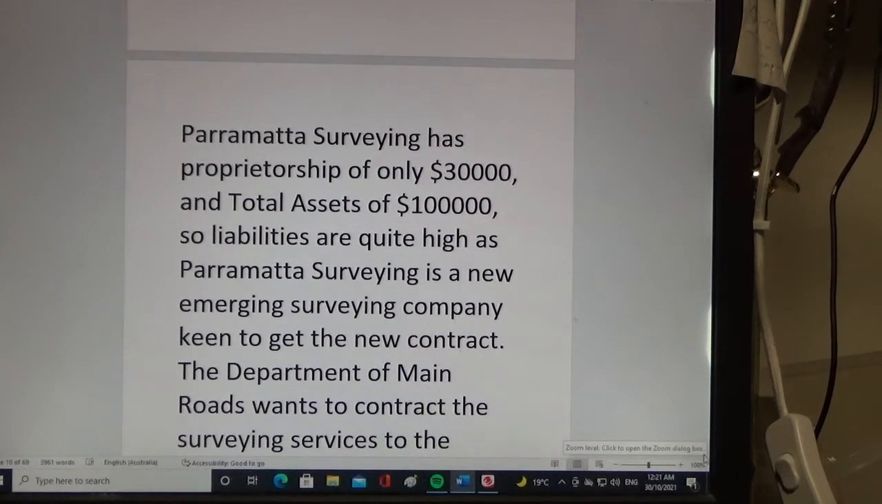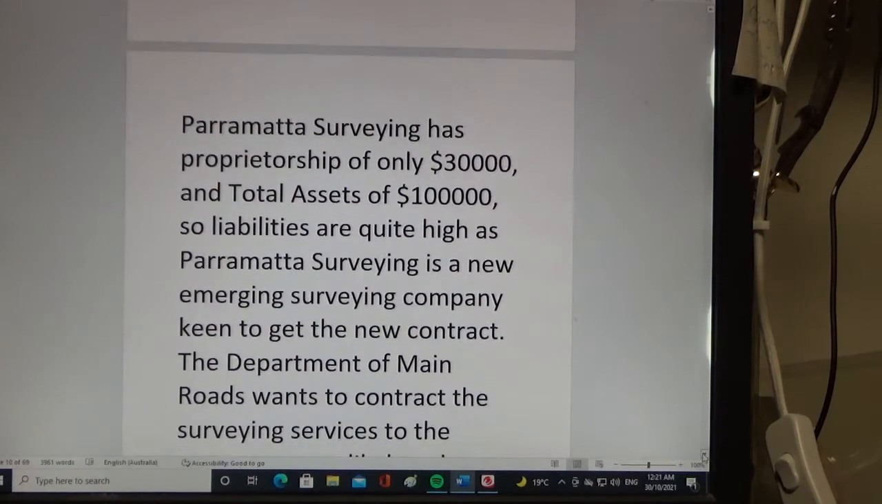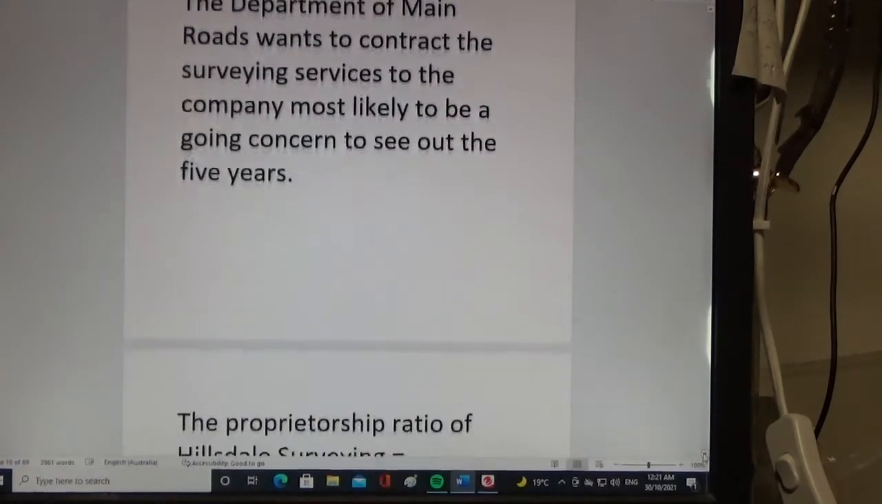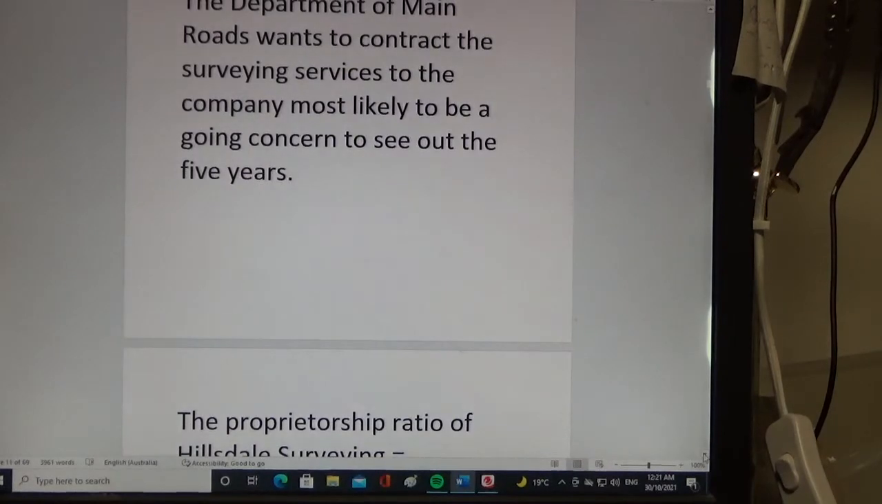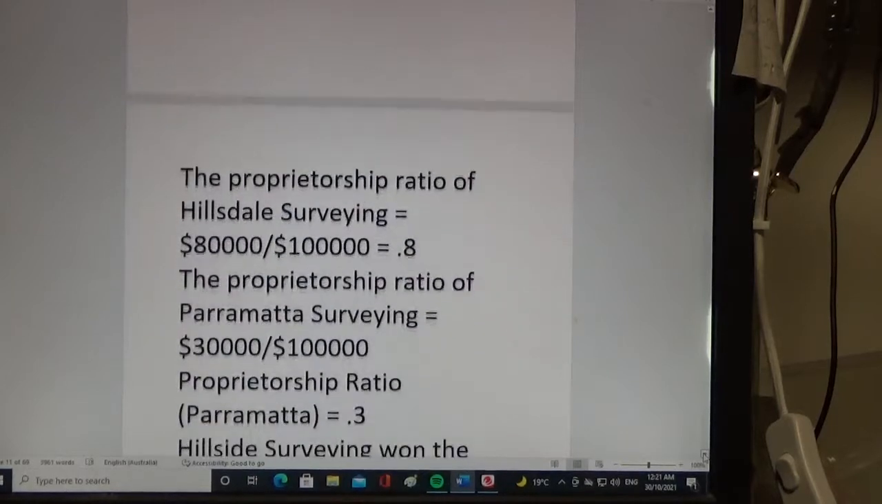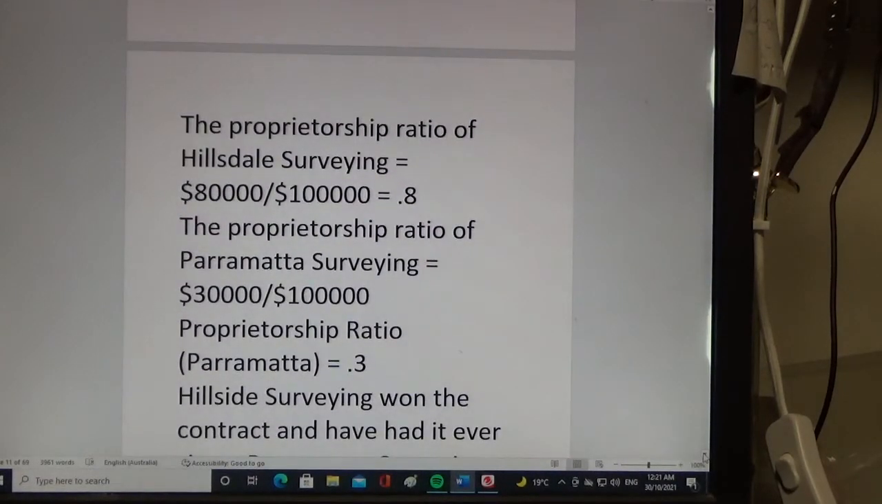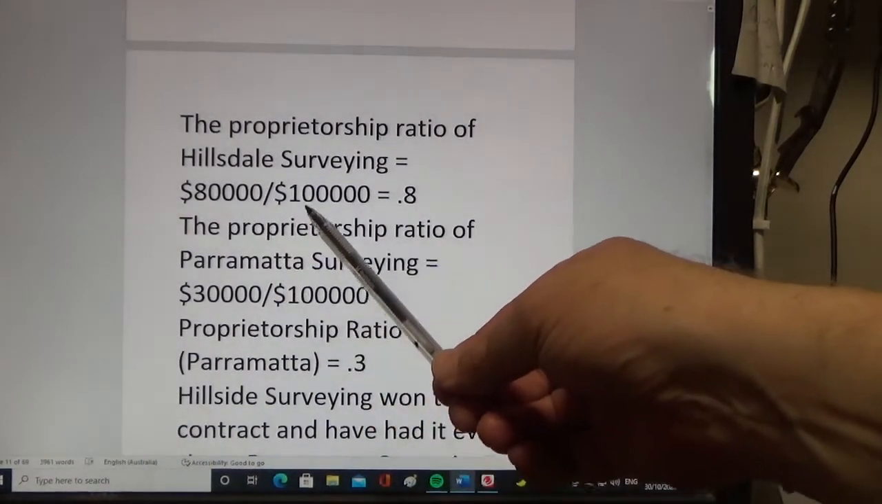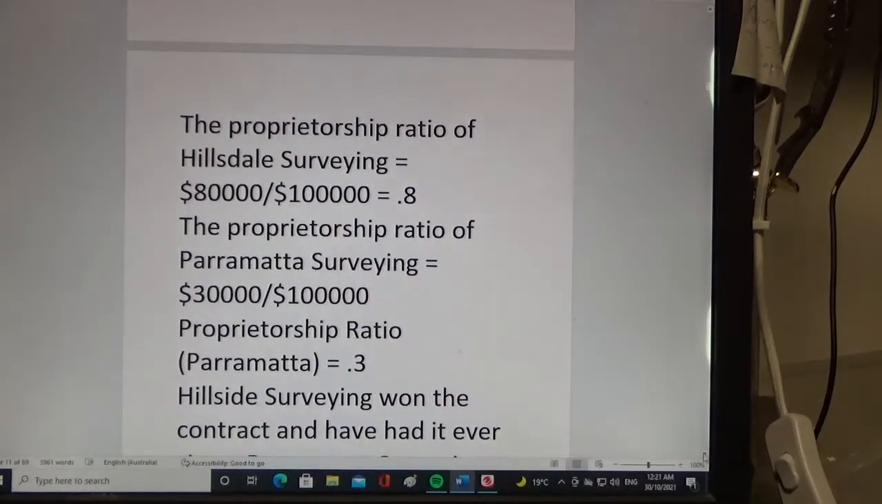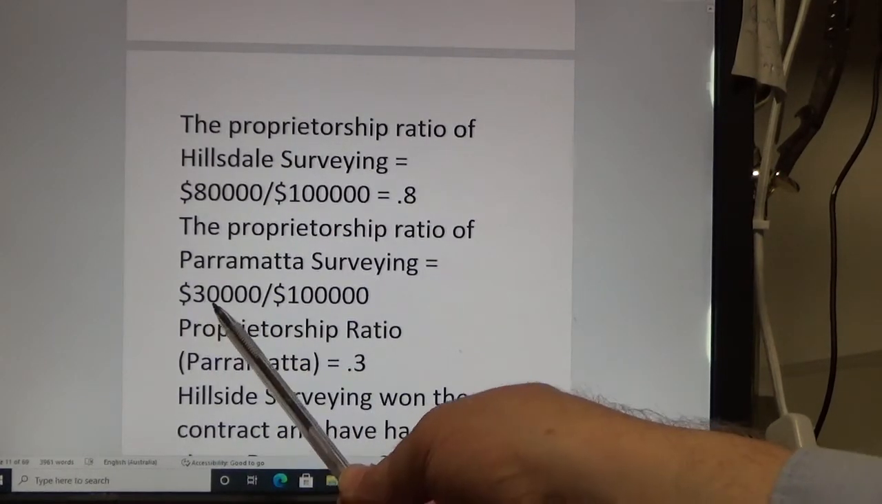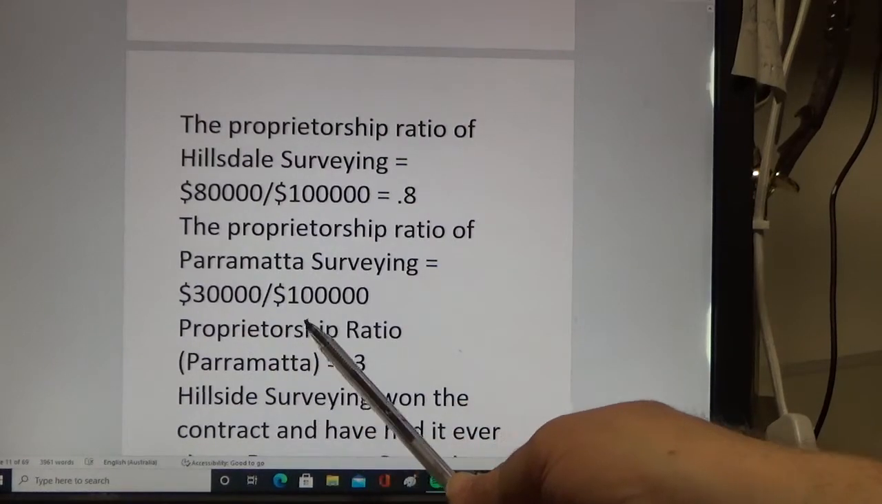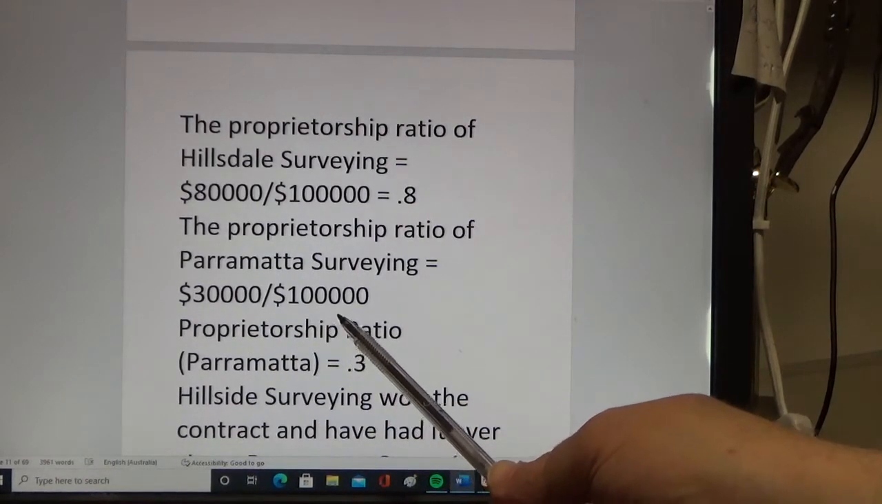The Department of Main Roads at the time wants to contract the surveying services to the company most likely to be a going concern to see out the 5 years to complete the contract. The proprietorship ratio of Hillsdale Surveying is equal to 80,000, the net assets, proprietorship, divided by total assets, $1 million, it's 0.8. Looks favourable. The proprietorship of Parramatta Surveying equals 30,000. Net proprietorship, net assets divided by total assets.